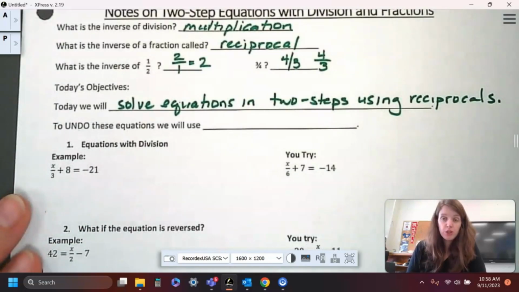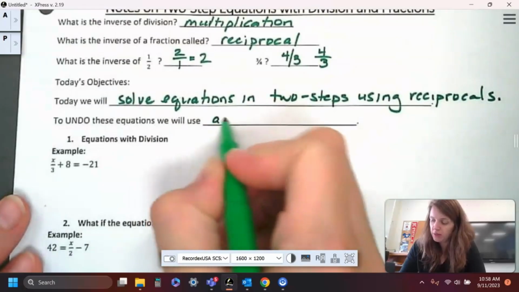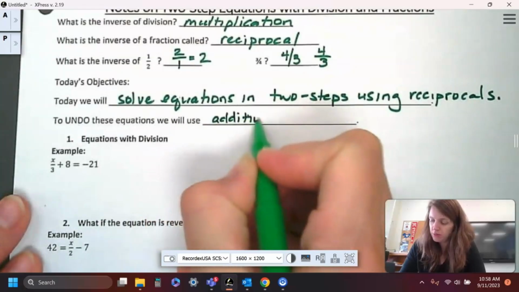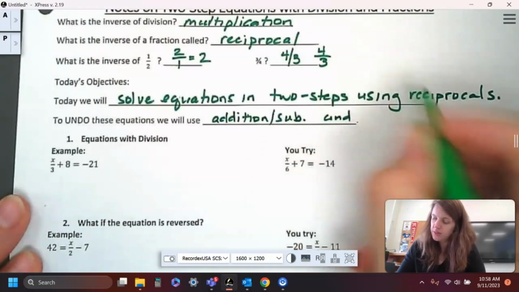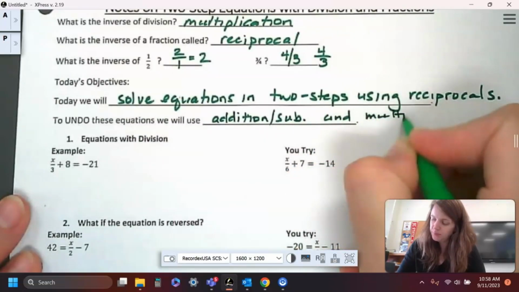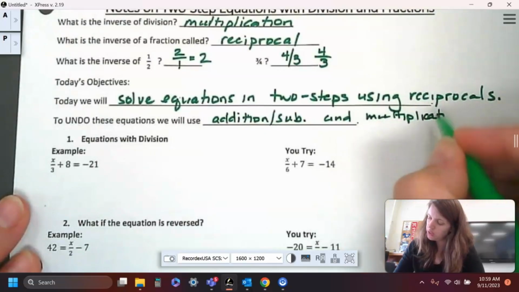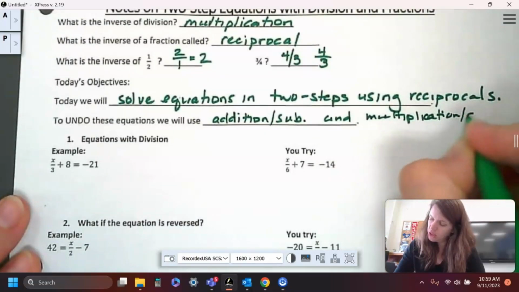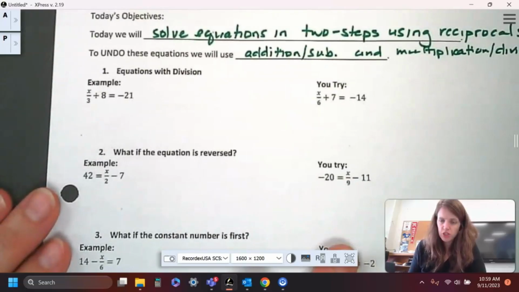Okay, so to undo these equations, we will use the two steps of addition or subtraction, and multiplication and division. Oops, I forgot my C. So let's look at our first example. Okay, we have equations with division, right?